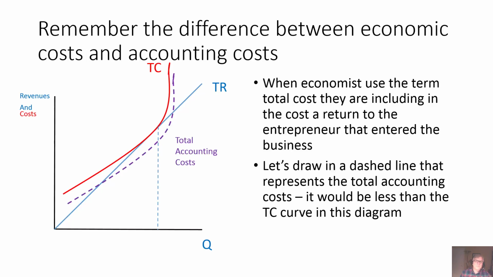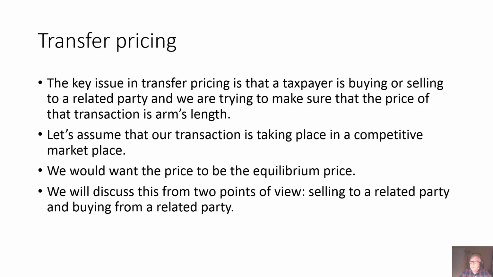Great. Now where are we going to go from here? Well, in transfer pricing, the key issue is that the taxpayer is going to be buying or selling to a related party, and we're trying to make sure that the price in that transaction is arm's length. It's what two parties would have charged each other if they weren't related to each other. And let's assume that that transaction is taking place in a competitive marketplace. What we would want is a price that would be equal to the equilibrium price. And we're going to discuss this from a couple of points of view, from the point of view of someone selling to a related party and someone buying from a related party.